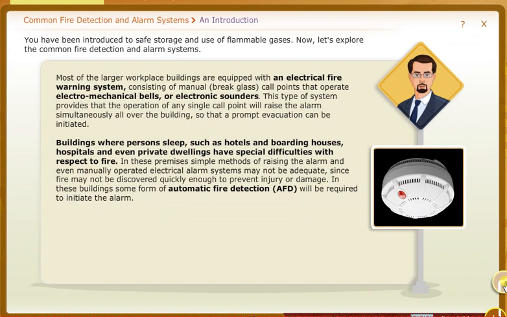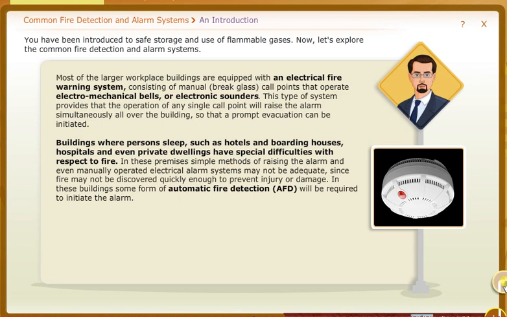You have been introduced to safe storage and use of flammable gases. Now, let's explore the common fire detection and alarm systems. Most of the larger workplace buildings are equipped with an electrical fire warning system consisting of manual or break glass call points that operate electromechanical bells or electronic sounders. This type of system provides that the operation of any single call point will raise the alarm simultaneously all over the building so that a prompt evacuation can be initiated.